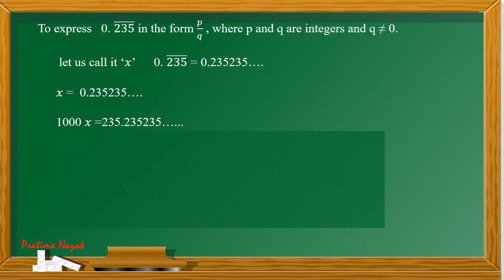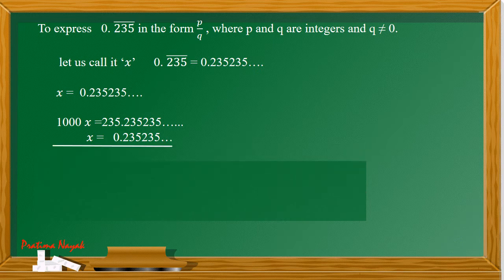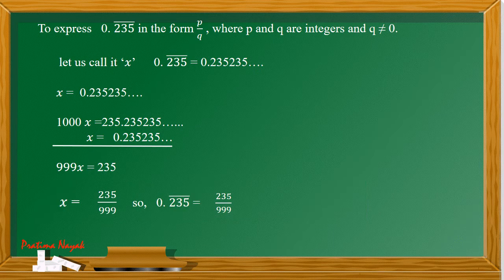Now I'll subtract x. Subtract. How much will I get? I'll get 999x. So all the decimal part will be gone, and 235 only will be there. So what is x now? x is 235 by 999. You can make it lowest if possible. If not possible, then leave it.